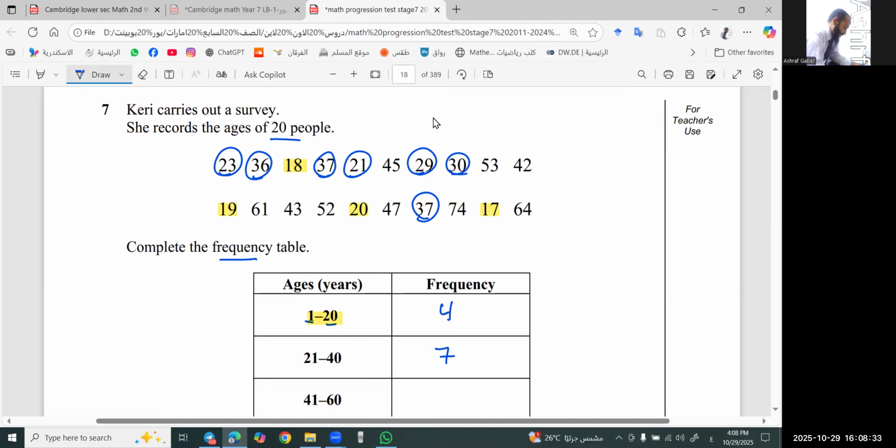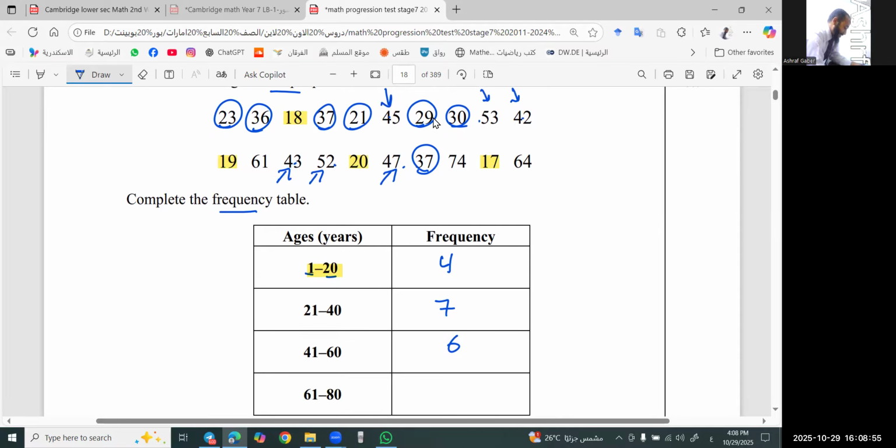And the last group, 41 to 60. We choose 45, 53, 42, 43, 52, 47. How many? 1, 2, 3, 4, 5, 6. So we write 6. In the last one, we have what? 3. Yes. Which is this? 3. So we complete this table now.